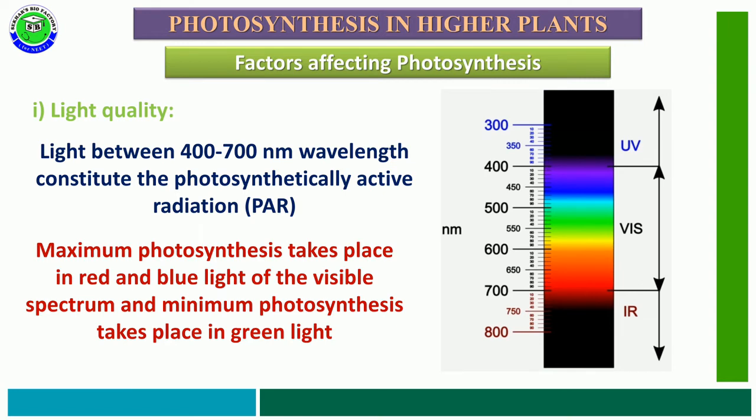Maximum photosynthesis takes place in red and blue light of the visible spectrum, and minimum photosynthesis takes place in green light, because the leaf has the capacity to reflect green color back into the atmosphere, so in the presence of green light there is a lower amount of photosynthesis.